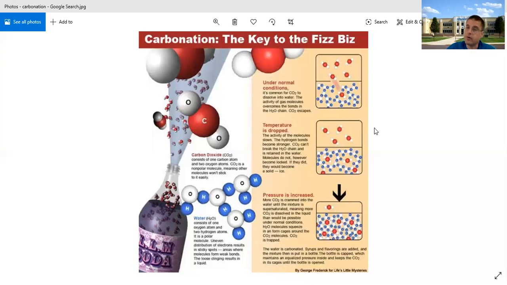The one that will go flat first is the warm one. Why? Because these molecules have more energy and it's easy for these CO2 guys to escape. Whereas if you have cooler soda, they'll still escape, but not as rapidly. That's why colder soda takes longer to go flat.